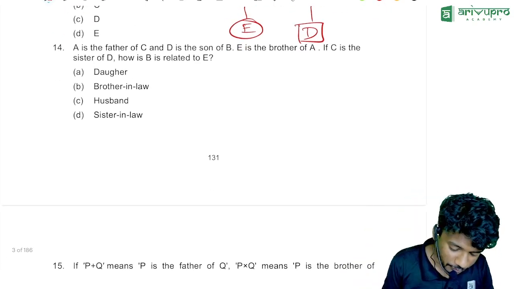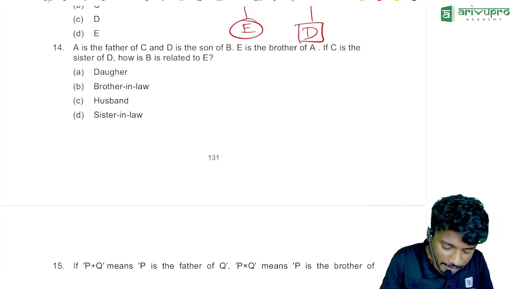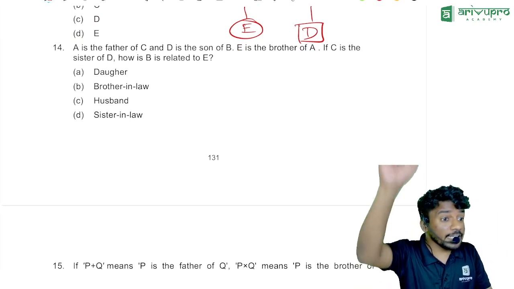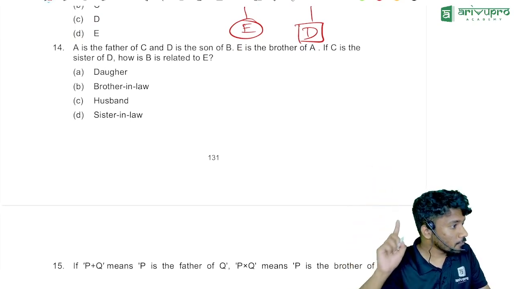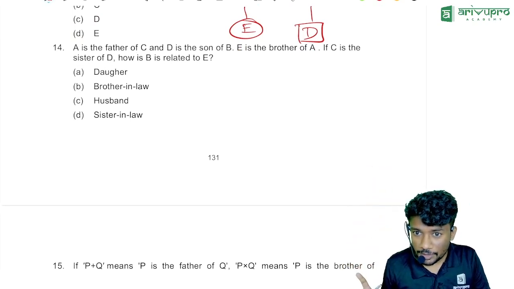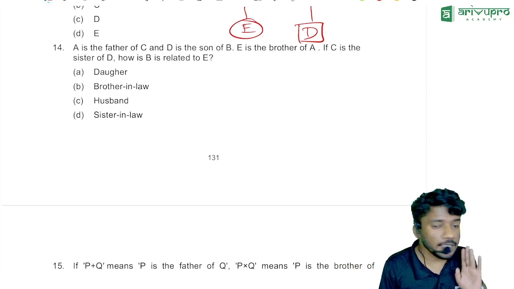Now look at this. A is the father of C and D is the son of B. Can you write? Yes. Write. Everyone should write. I am telling you, please write. And no one will help you in the exam hall. You should only write. So please write alone.